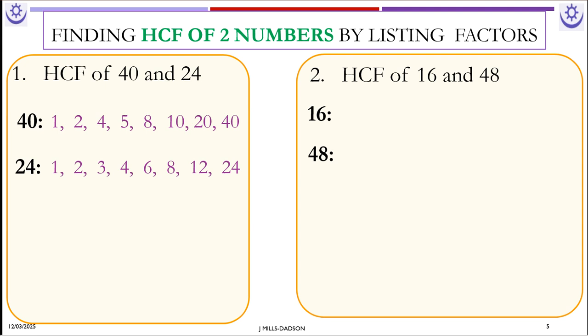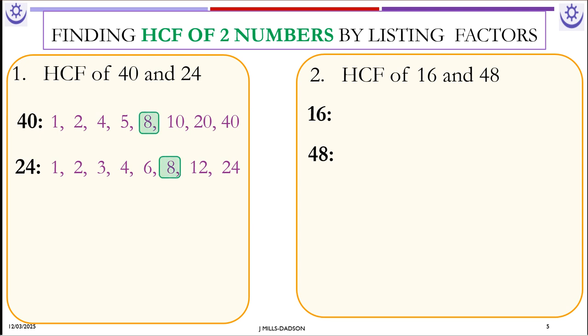Then you realize that from these two lists we have common numbers. 1 is common, as you can see, 2, 4, 8. But out of all these common factors, we are looking for the highest, the biggest of them all. That's what we call highest common factor. Of all the common factors, which one is biggest?